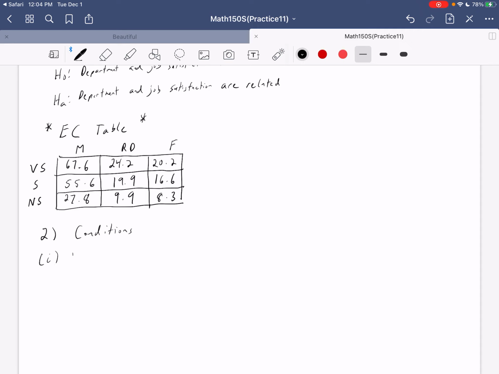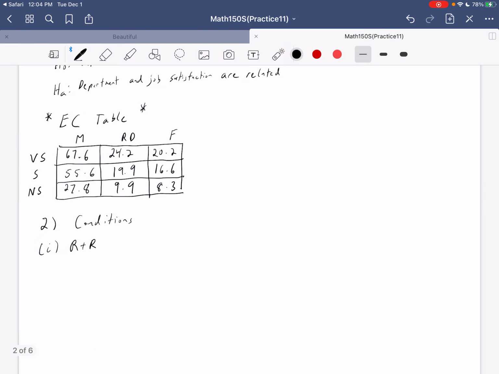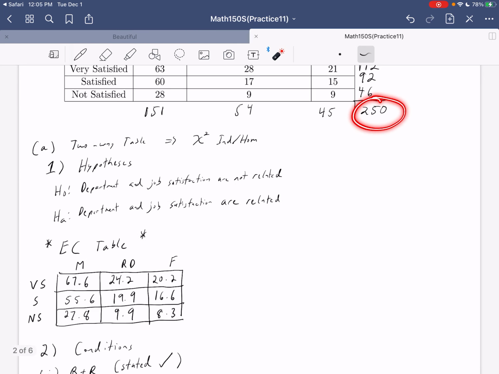So our first condition is that the data has to be random and representative. Let's go back and just check the text real quick. It does mention right here that we randomly selected the employees, so that is stated. So we're all good there. The second thing is we need to make sure that the sample size is less than 5% of the population size. So we know the sample size. Well, that's always something we know when we're performing any sort of hypothesis test. In this case, it is 250.